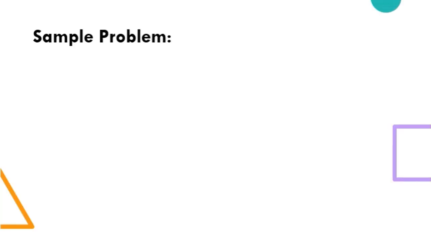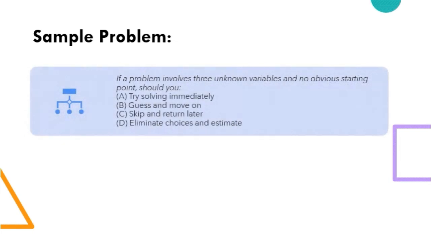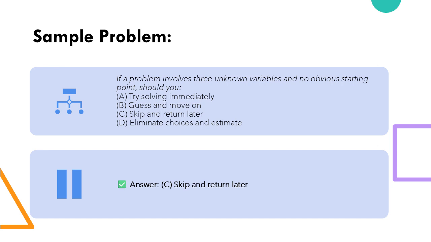Let's look at a scenario. If a problem involves 3 unknown variables and no obvious starting point, should you? A. Try solving immediately. B. Guess and move on. C. Skip and return later. D. Eliminate choices and estimate. In this case, the best move is to skip and return later. So, the answer is C.